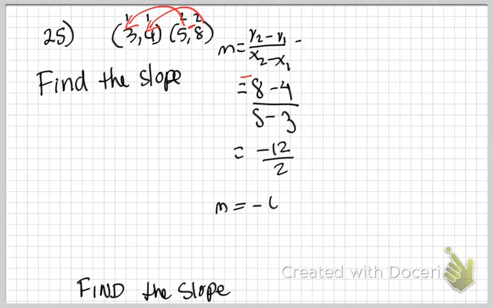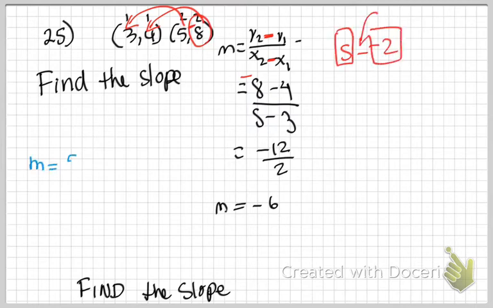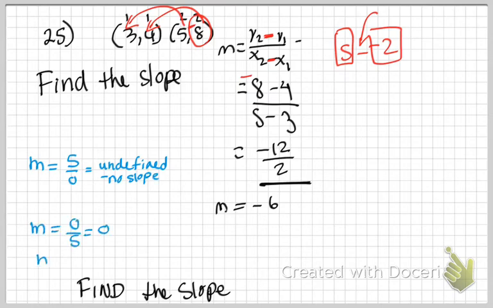I just want everybody to be careful with their negatives. People are making huge mistakes that cost them a lot of points because they're not simplifying correctly right here. Do you understand? So if you were to end up with something like 5 over 0, we would say undefined. But if you end up with 0 over 5, what do you say? 0 slope. m equals 0.